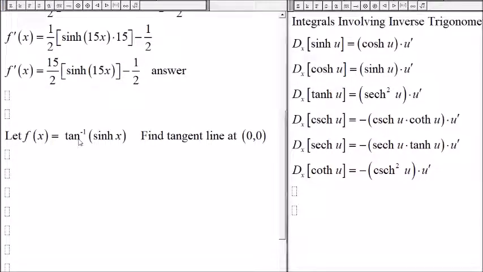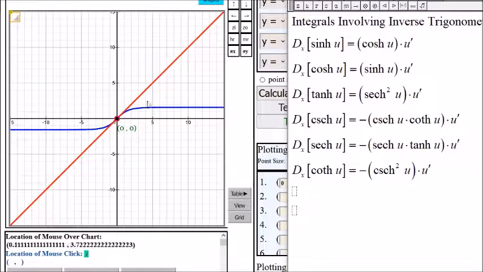Here we have the function tangent inverse of hyperbolic sine of x, and we want to find the tangent line at the point 0, 0. So let's look at the graph. This is the graph of tangent inverse of hyperbolic sine, and this is the point 0, 0, and this is the tangent line that we're looking for.